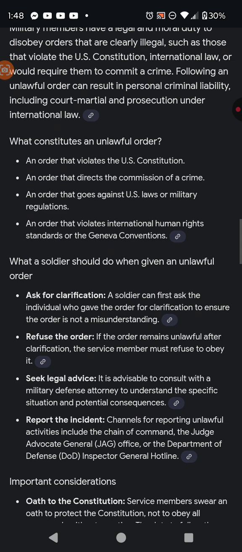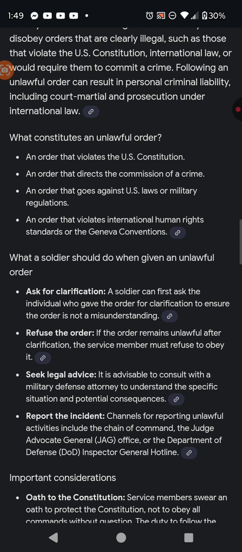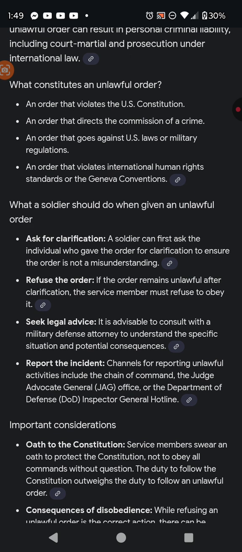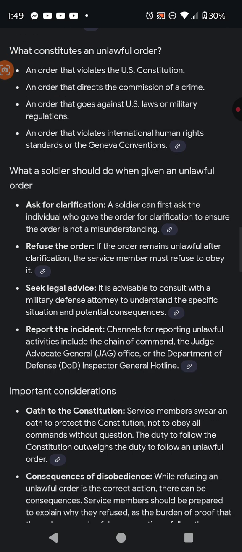What constitutes an unlawful order? An order that violates the U.S. Constitution. An order that directs the commission of a crime. An order to go against U.S. military laws and military regulations. An order that violates international human rights standards or the Geneva Convention.